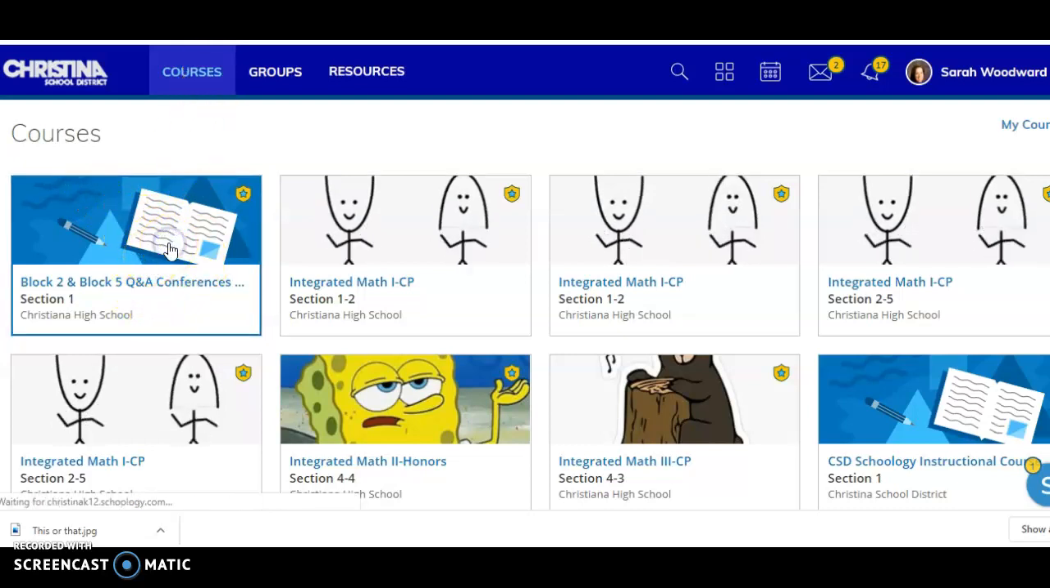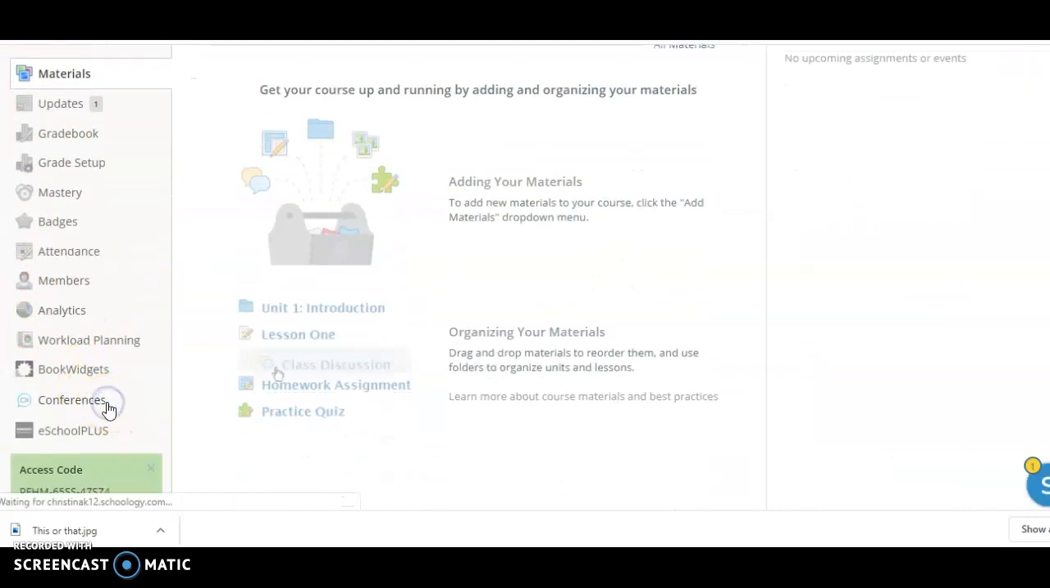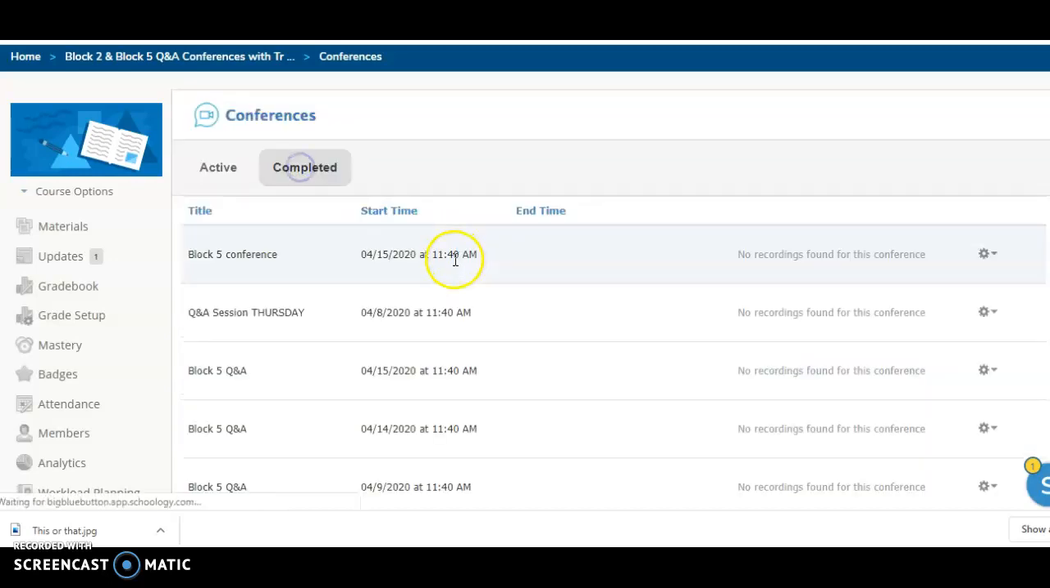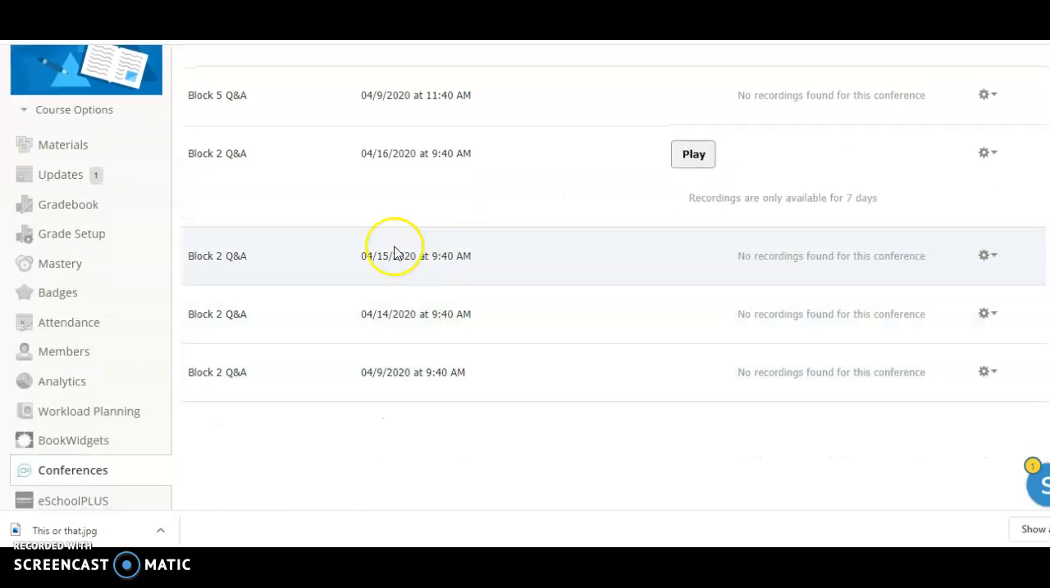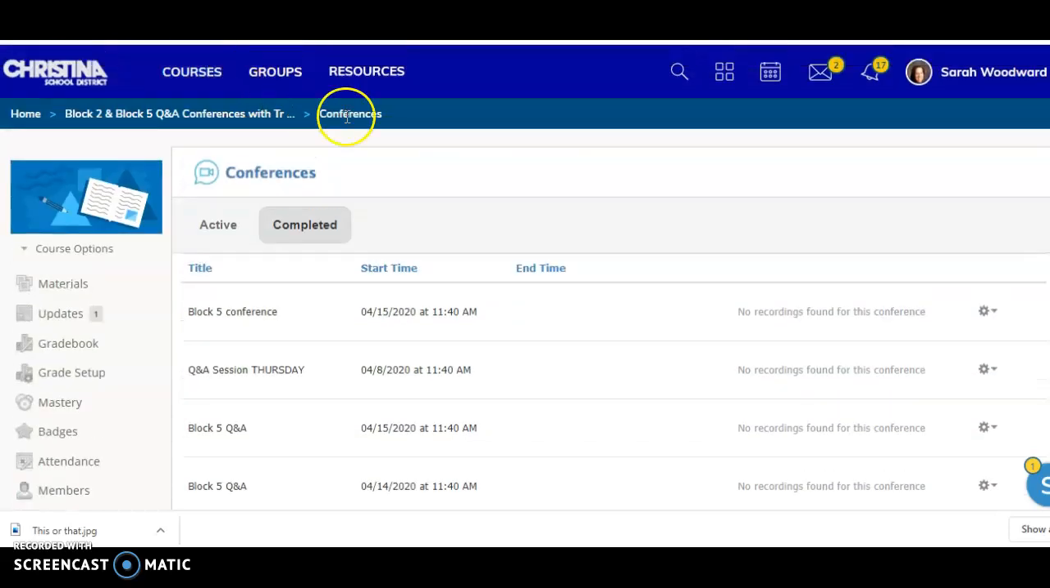If I go into this course, there should be a link on the left that says conferences. I have them set up in here, so you can see this conference is in progress, and these are all the ones that we've had. We can make a recording, and sometimes I make a recording that only stays up here for 7 days, so you can always look at that within the week. But that was not my goal.